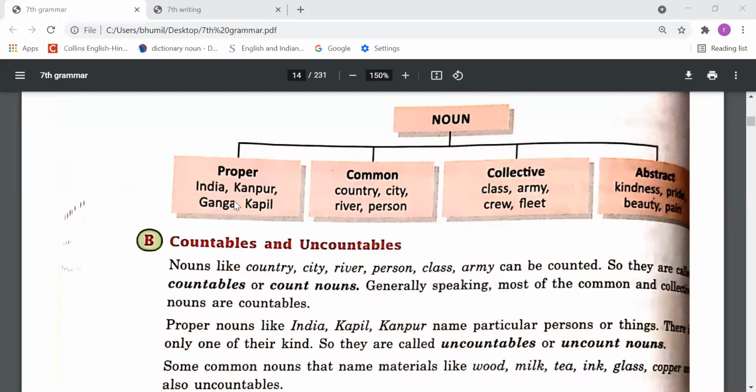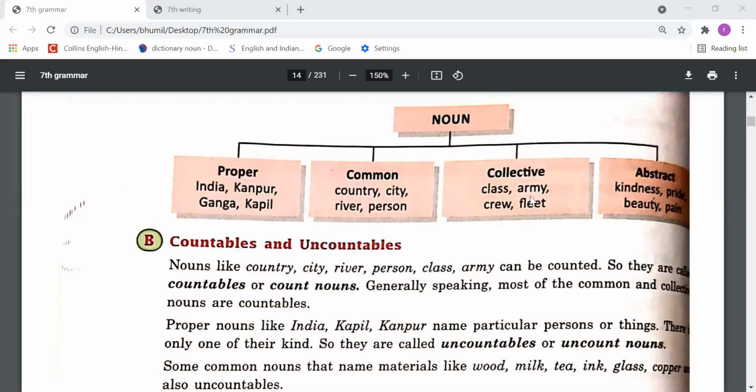So India, Kanpur, Ganga, Kapil, these are the examples of proper nouns. And country, city, river, person, these are the examples of common nouns. In proper nouns, you need to remember one thing. Always the first letter will be capital in all proper nouns. Like India, Kanpur: in India, I is capital; in Kanpur, K is capital.